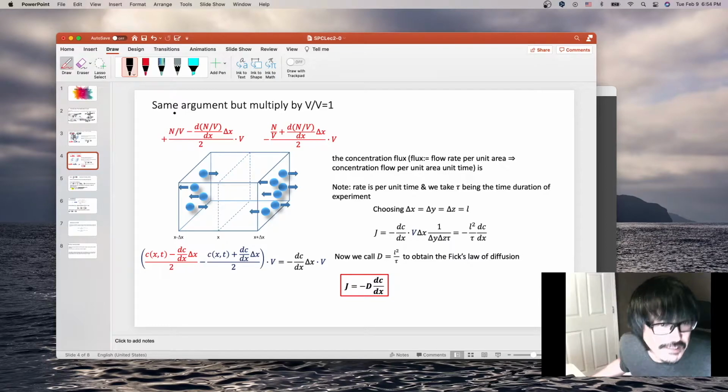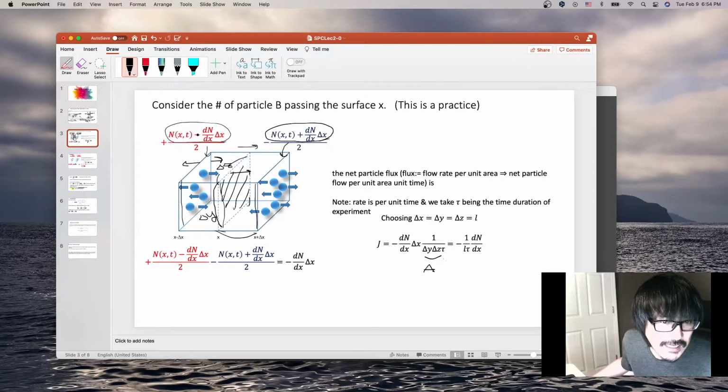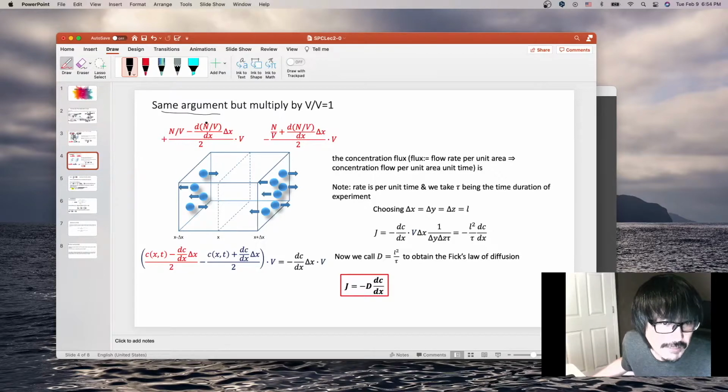Alright, so the same argument, I'm going to repeat exactly the same argument, but I'm going to multiply these equations by V divided by V, the volume divided by volume, which is equal to 1. So I can actually multiply, right? Because anything multiplied by 1 is not going to change anything. So what did I do? I just divide everything on top by volume and then multiply by volume. Everything divided by volume, multiply by volume.